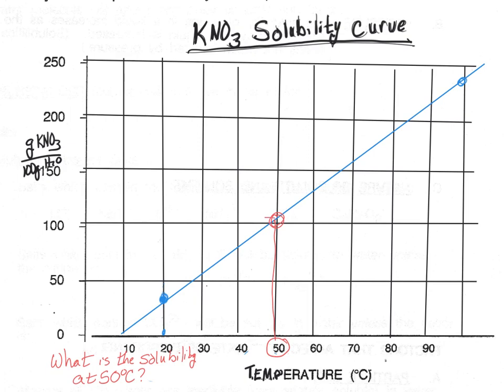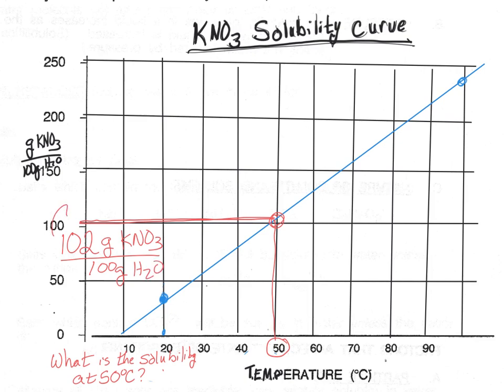And you should see as you read across that it is just above the 100-gram line. I know my line wasn't very straight, but here I would say that it was just above the 100 grams. That's why I would say it was about 102 grams of KNO3 for every 100 grams of water or solvent.